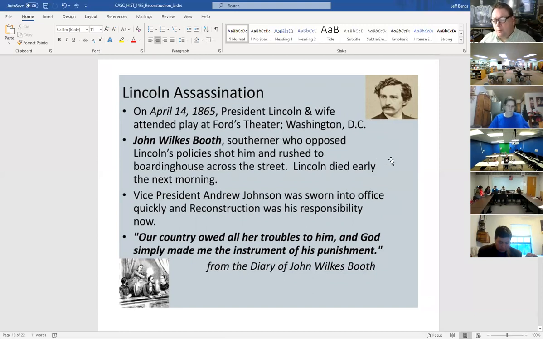John Wilkes Booth was a Southern sympathizer who had been planning on assassinating Lincoln for quite some time. So that was April 14th, 1865. Andrew Johnson becomes president, number 17.